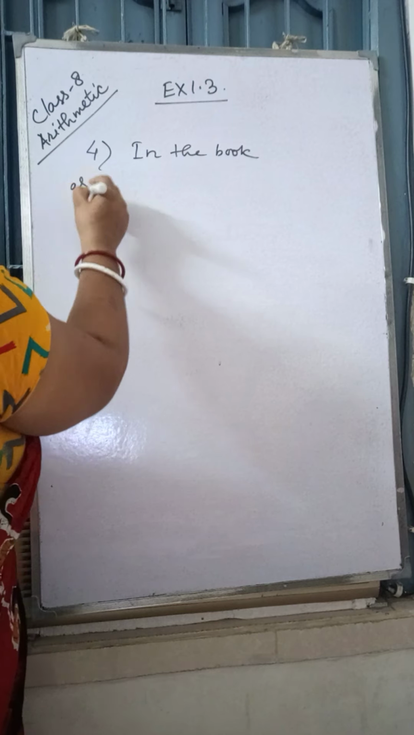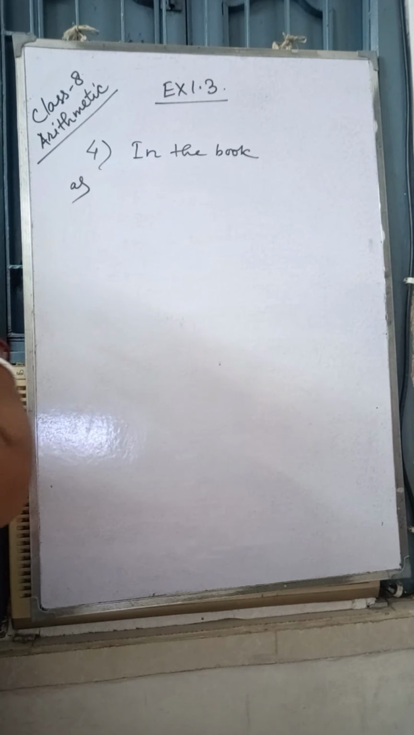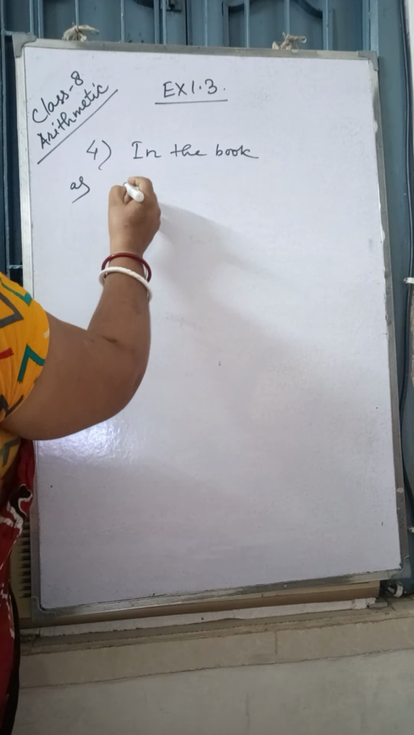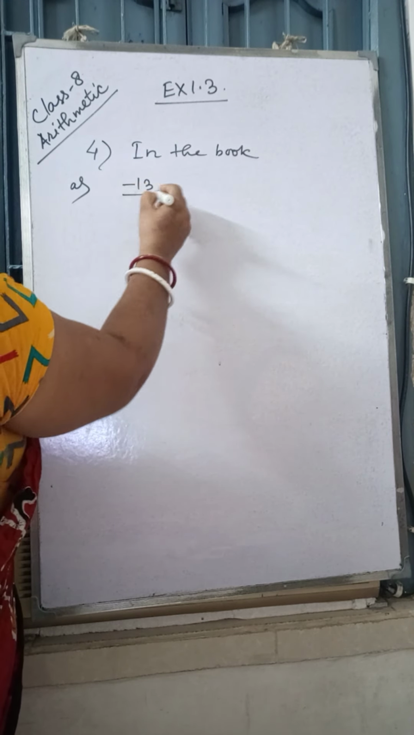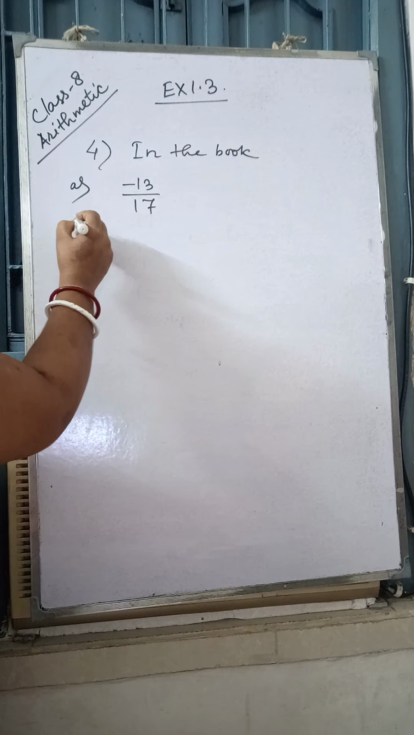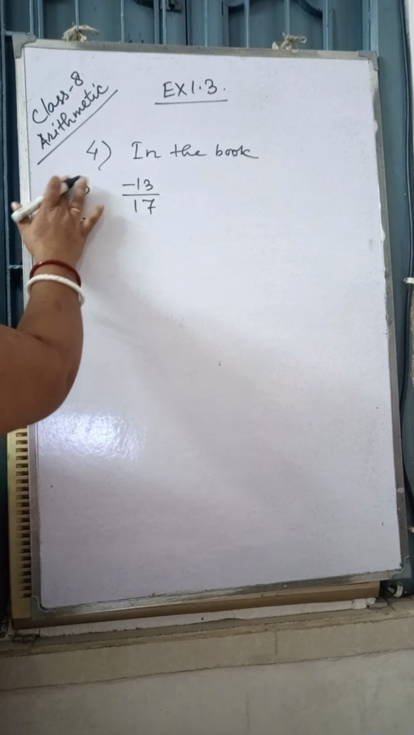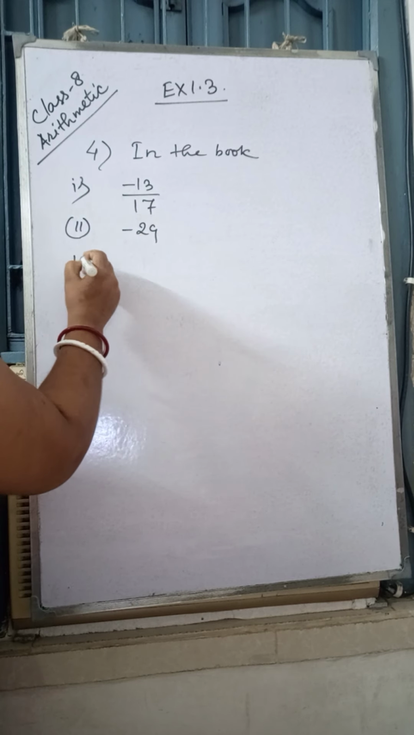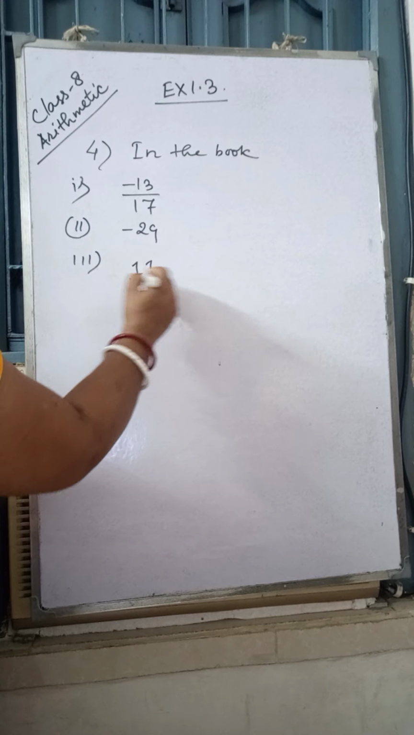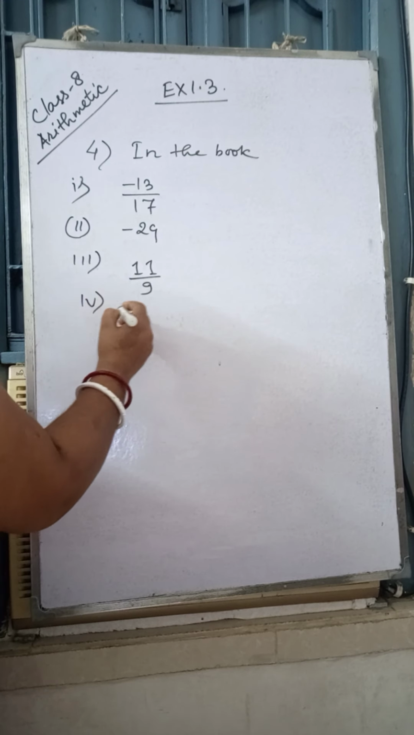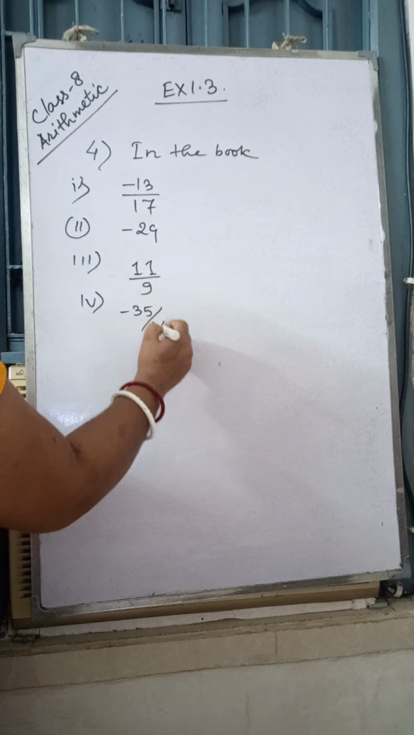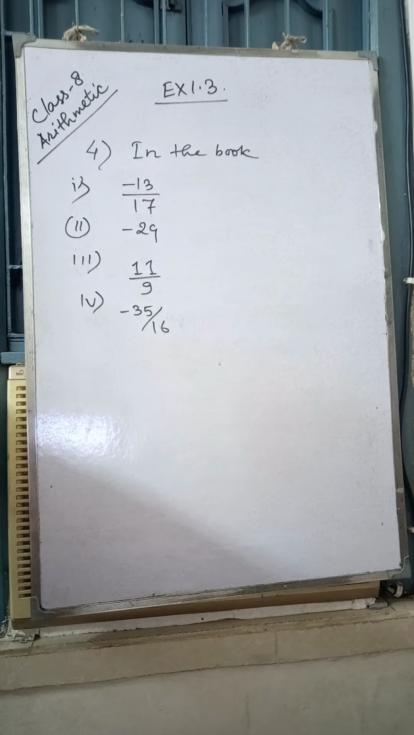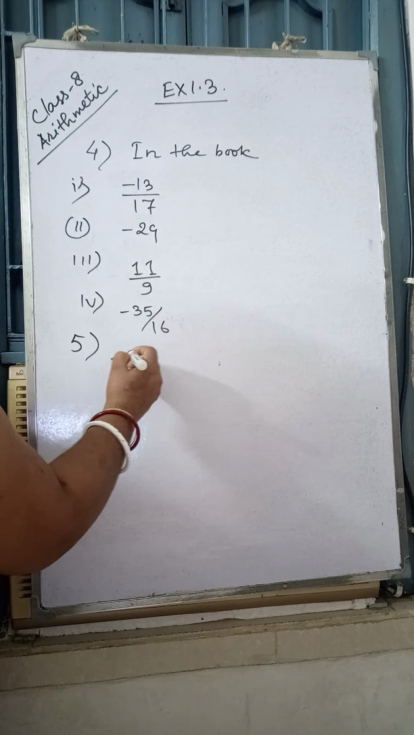Now 4a, you can see it is minus 13 by 17 into 11 by 15 on the left side, and on the right side they have given you 11 by 15. So what has to be filled there? Minus 13 by 17. Number 2, this is Roman number 1. I'll fill minus 29. Number 3, 11 by 9 will be filled. Number 4, minus 35 by 16 has to be filled. So this you have to write in the book only. Number 5 also in the book.